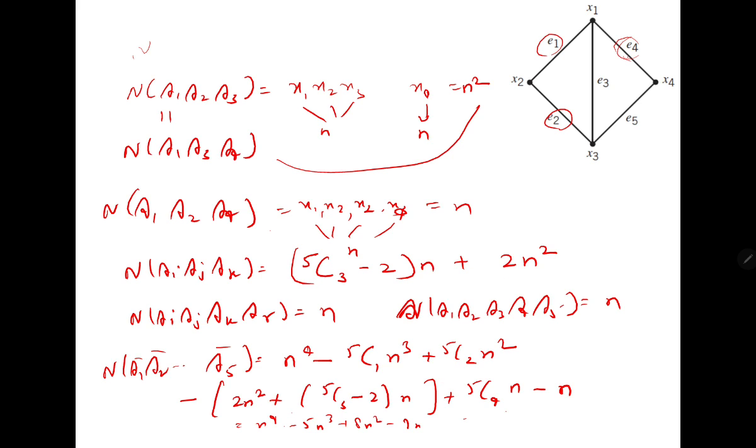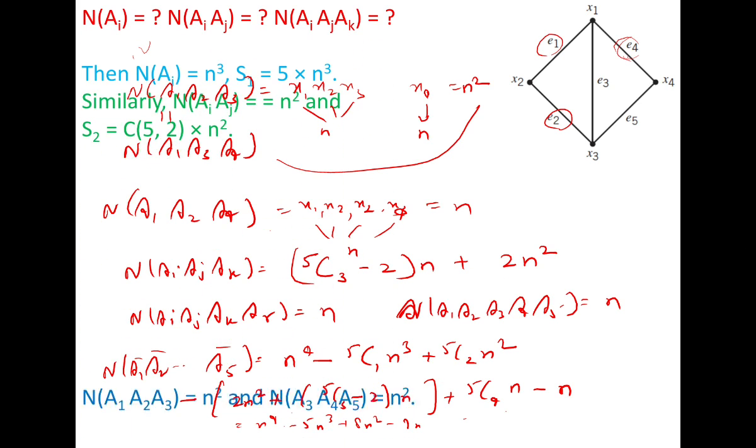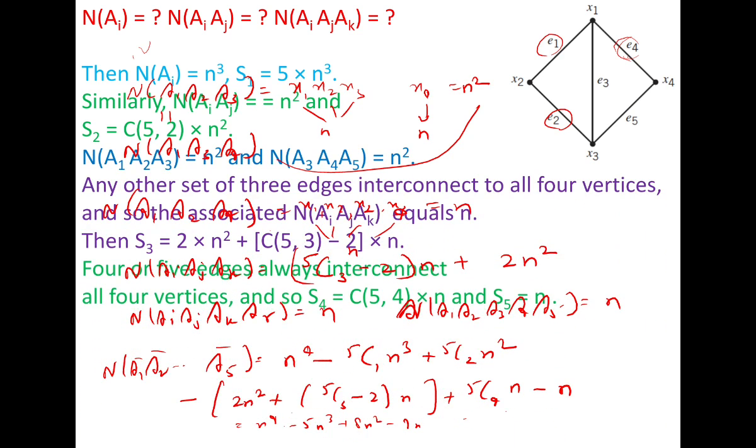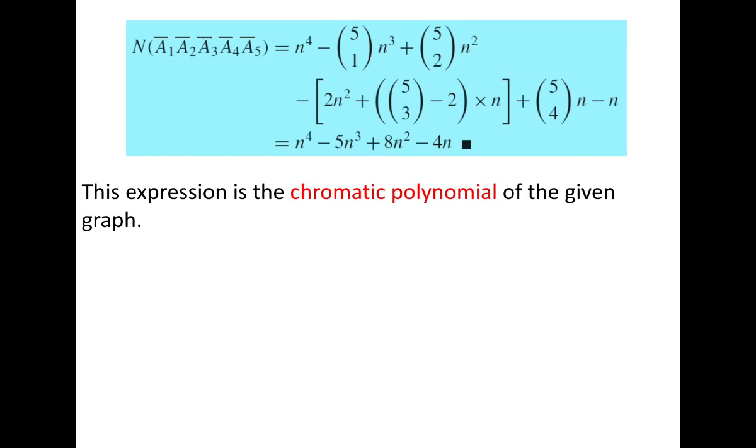This is the final expression which I got in n. It is known as the chromatic polynomial of the given graph. So that's all from today's class. In the next class, we will discuss the concept of derangement. Thank you very much.